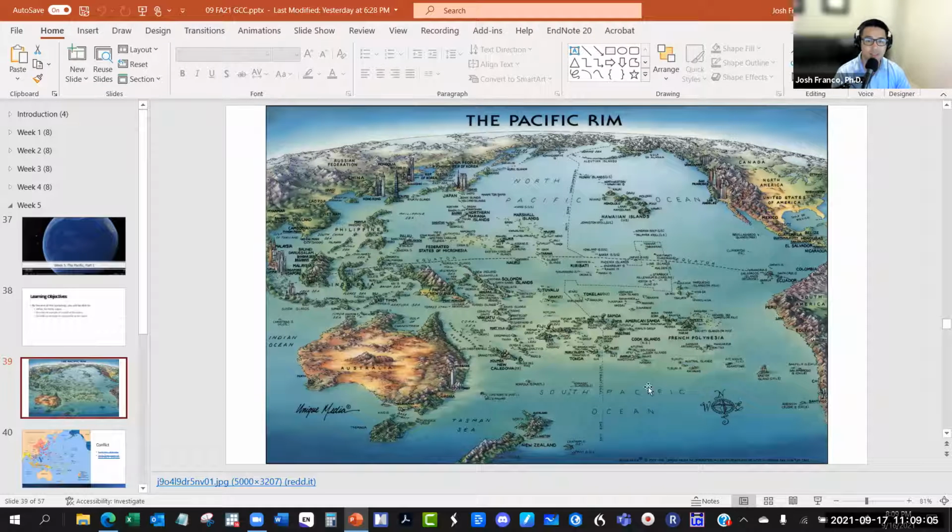And then within the Pacific Ocean itself, we have the Hawaiian Islands, the Marshall Islands, and then a whole range of other island nations throughout the region. And then let's not forget our good friends in New Zealand, the Kiwis. So this is the Pacific Rim.